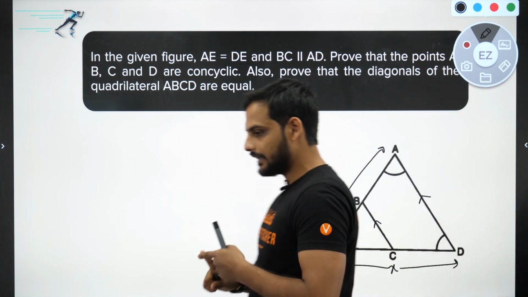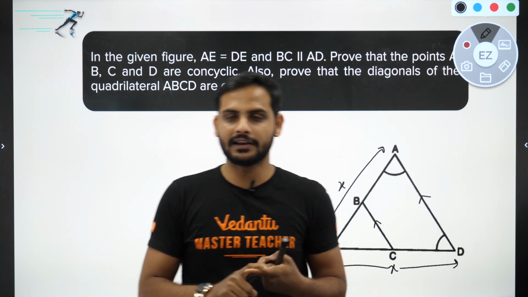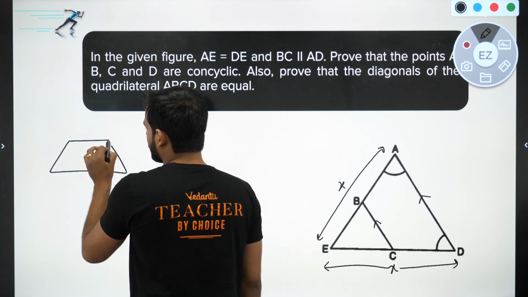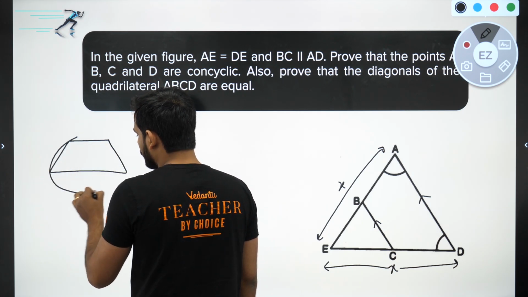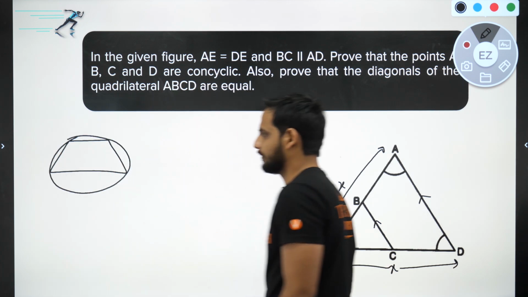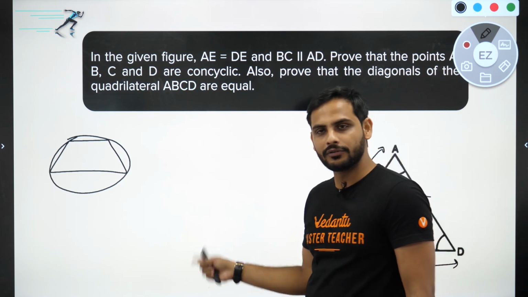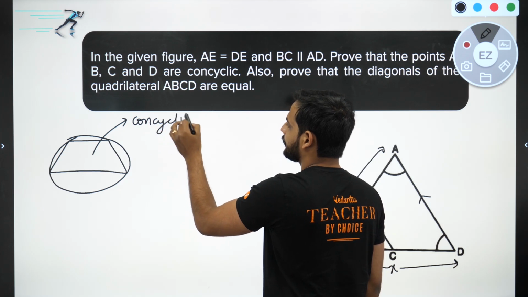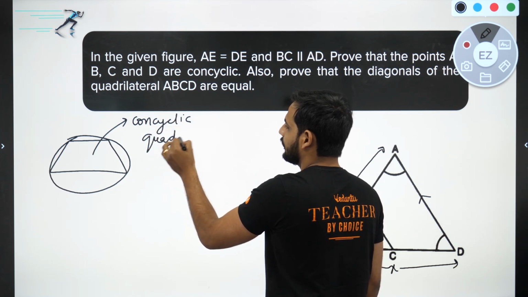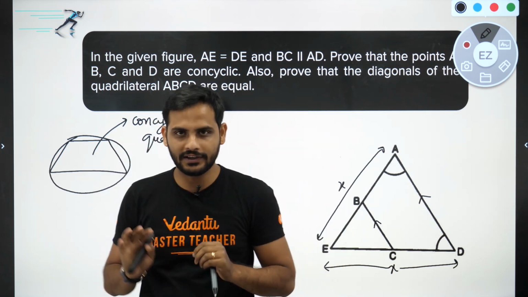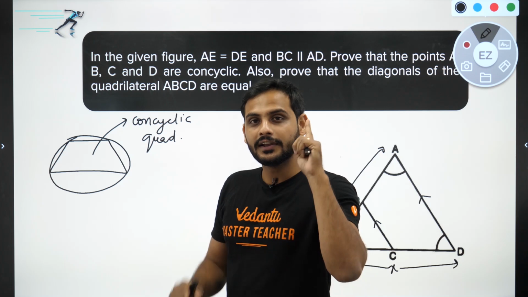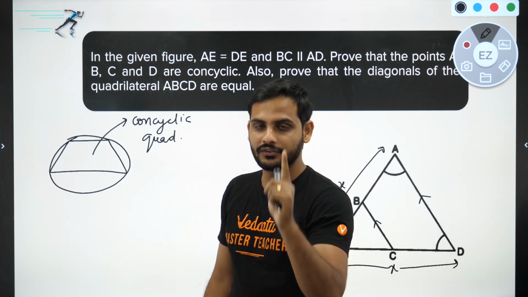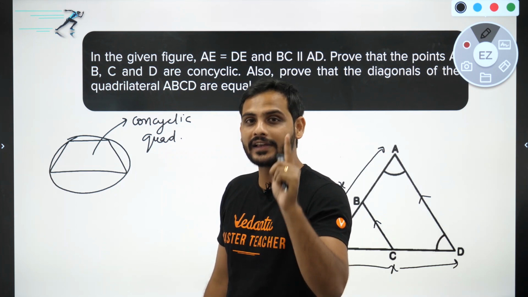Now see, when you have to prove any quadrilateral to be concyclic, keep this property in mind. Concyclic means what? That for a quadrilateral, if I can draw a circle which will pass through all the four vertices, then this kind of quadrilateral is called a concyclic quadrilateral. Now how do you prove it? You cannot draw a circle and check. The main property of concyclic quadrilaterals is that opposite angles are supplementary.